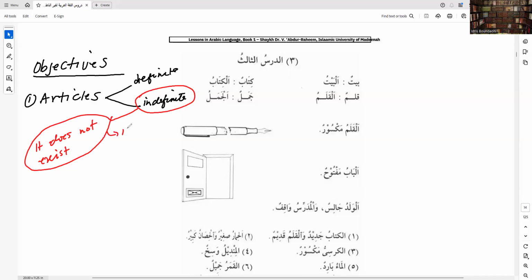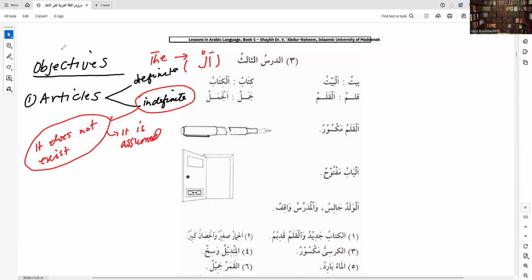It is assumed. The only thing we have in Arabic is the definite article, which is al. We're going to be learning that today. You add this to an indefinite noun to say al, and then it means the. Al, the.